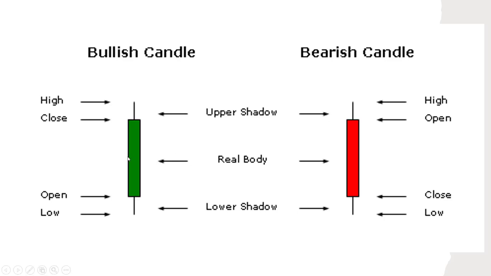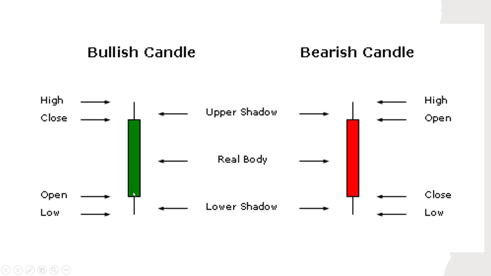So when you see a green candlestick, it means a bullish candle. The meaning of bullish is that it is a buying candle. People are buying the pair you are looking at. And when you see a red candle, it means a bearish candle. That means people are selling the pair or commodity you are looking at.